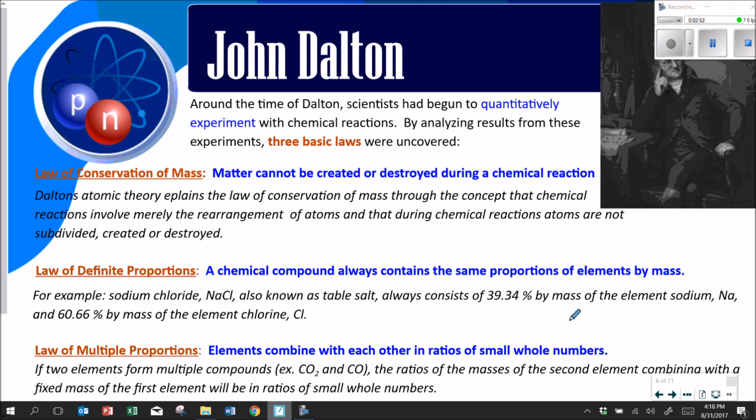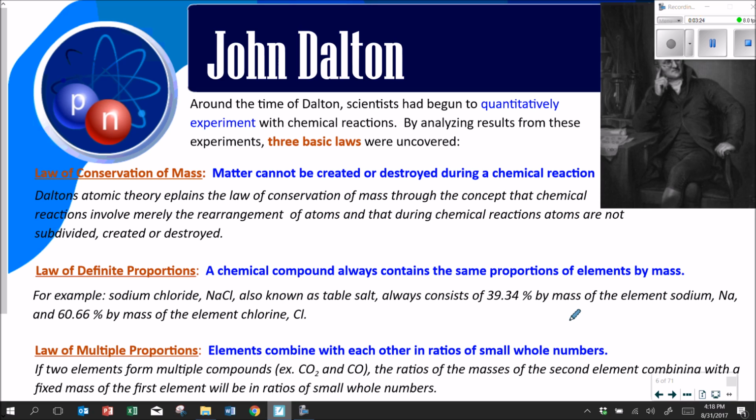Around the time of Dalton, scientists had begun to quantitatively experiment with chemical reactions, and they came up with 3 basic laws. One is the law of conservation of mass, which states that matter cannot be created or destroyed during a chemical reaction, and this is supported by Dalton's theory that does state that chemical reactions involve merely the rearrangement of atoms, and during chemical reactions, atoms are not subdivided, created, or destroyed.